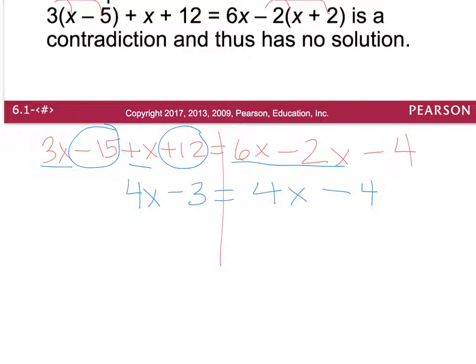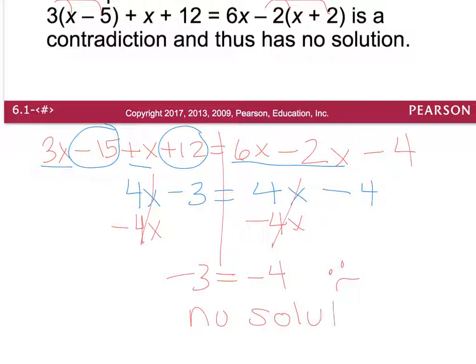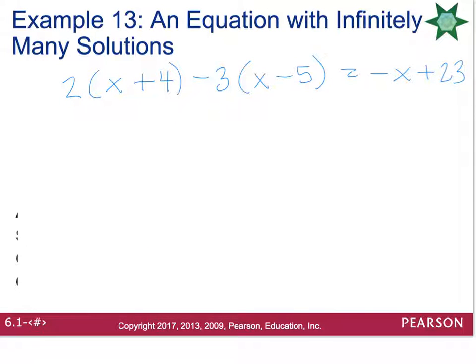Many people can tell right here that this is not going to have any solutions because the left-hand side and the right-hand side will never equal each other. But if you want to keep going and collect the x's on one side, you're going to notice that all the x's eliminate, and you're left with two numbers that do not equal each other. That's not allowed. If you ever run into that situation, that means there's no solution. All that means is there's never a time when the right-hand side and the left-hand side will equal each other.